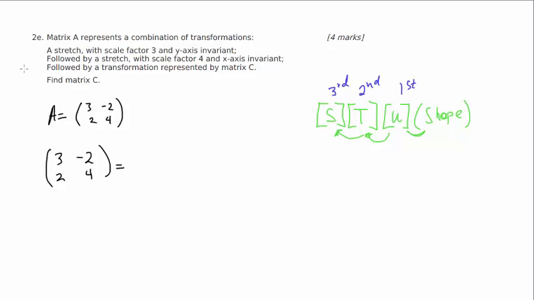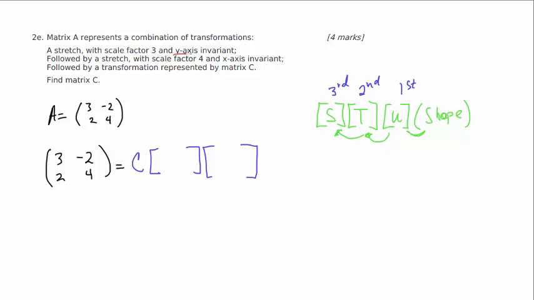And so if I look at what we're doing here, we're saying that matrix A is a stretch of scale factor, followed by a stretch, followed by C. So I really have C multiplied by a stretch scale factor 4, and then a stretch scale factor 3, Y is the invariant. If you remember back to our stretches, it's saying that Y is the invariant line.